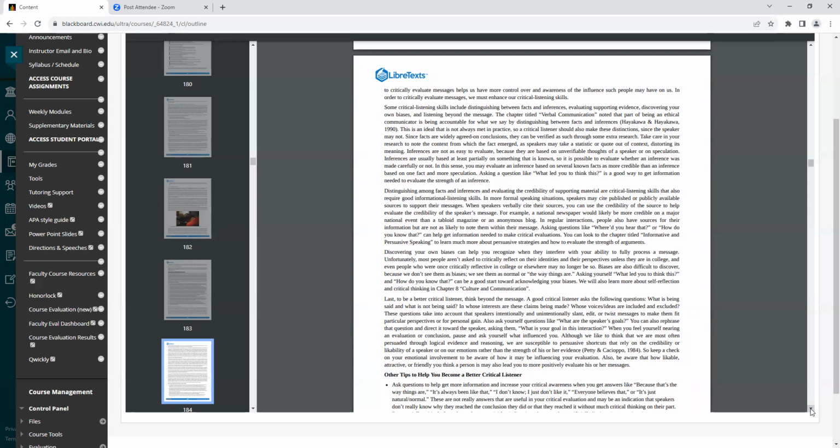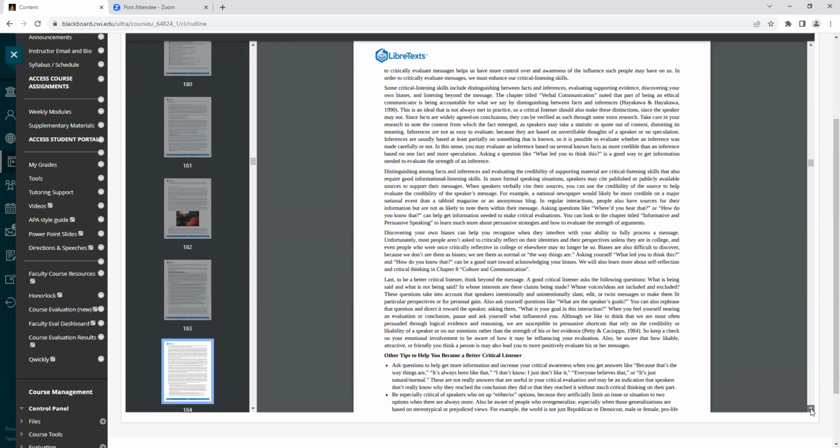Inferences are not as easy to evaluate because they are based on unverifiable thoughts of a speaker or on speculation. Inferences are usually based, at least partially, on something that is known. So it is possible to evaluate whether an inference was made carefully or not. In this sense, you may evaluate an inference based on several known facts as more credible than an inference based on one fact and more speculation. Asking a question like, "What led you to think this?" is a good way to get information needed to evaluate the strength of an inference.